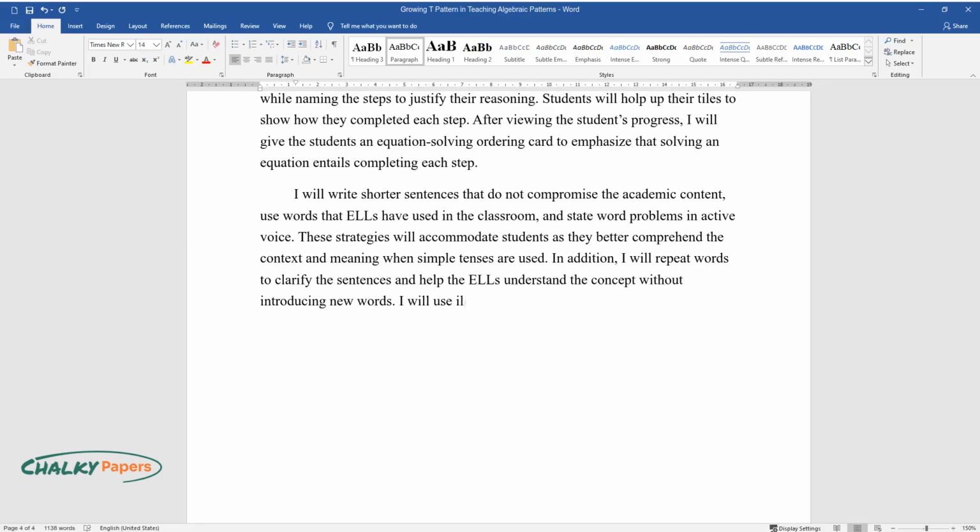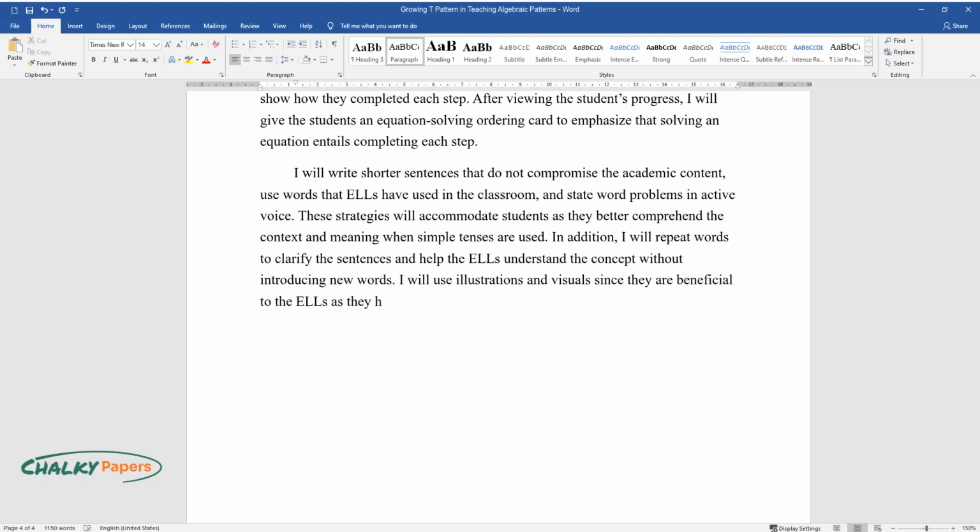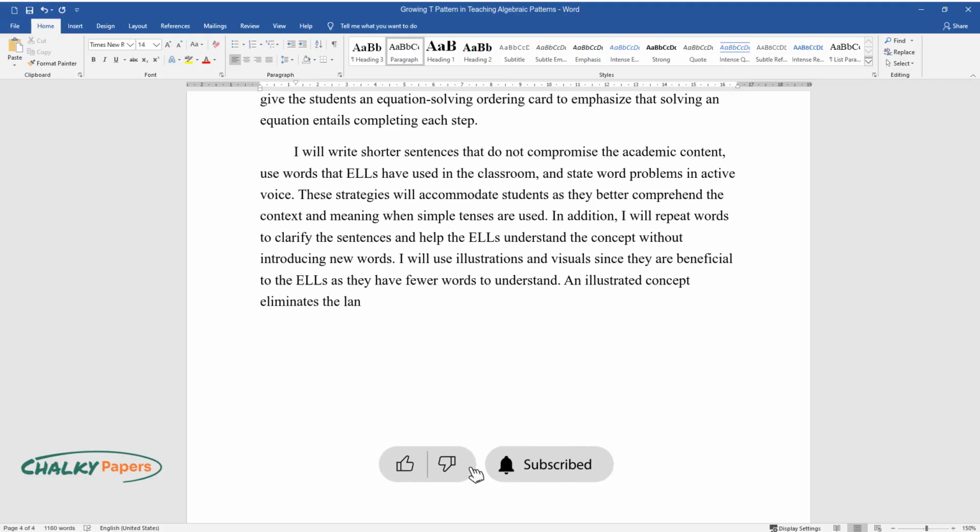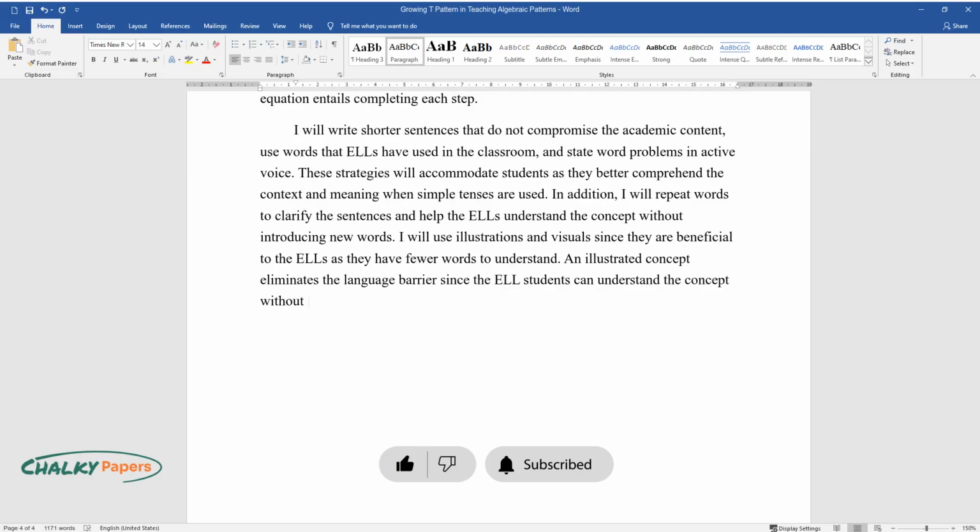words. I will use illustrations and visuals since they are beneficial to the ELLs as they have fewer words to understand. An illustrated concept eliminates the language barrier since the ELL students can understand the concept without the spoken word.